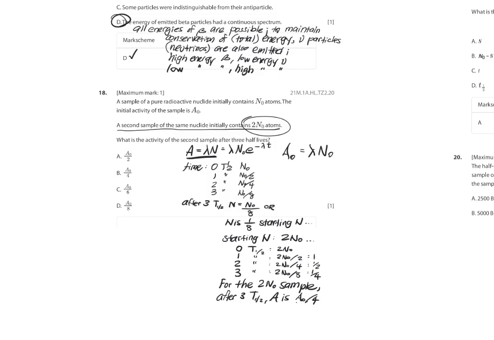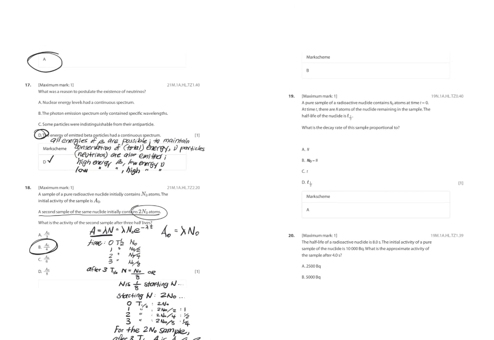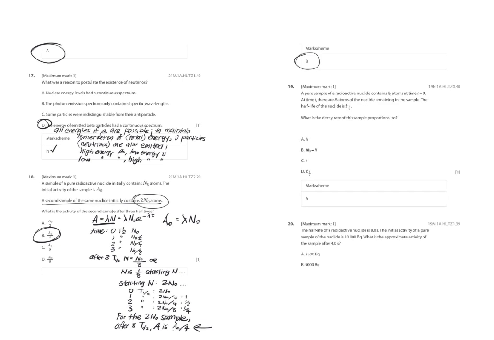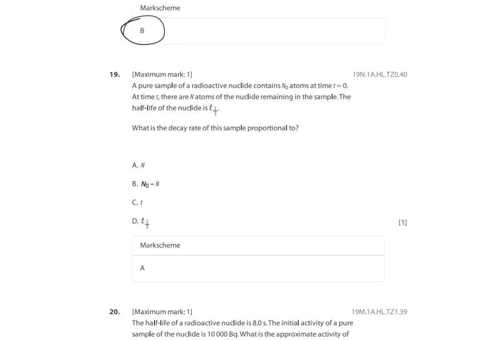So for that sample that started off with twice as many atoms, the count and the activity rate are a quarter of what they started with. This is what it says right here. So after 3 half-lives, A is A naught over 4, and that's going to be B, and that is what the mark scheme says, although the mark scheme is over here because reasons. That's 18. All right, let's look at 19.